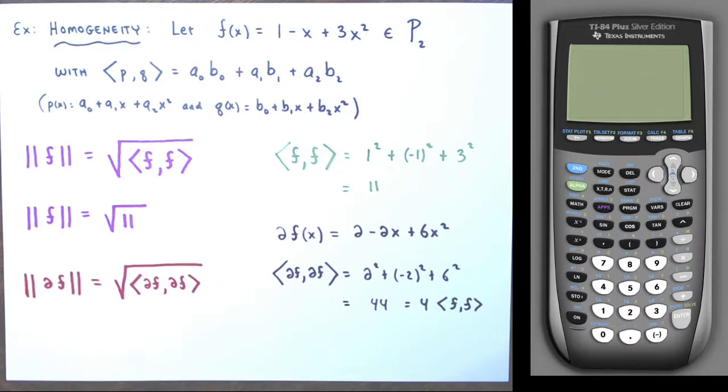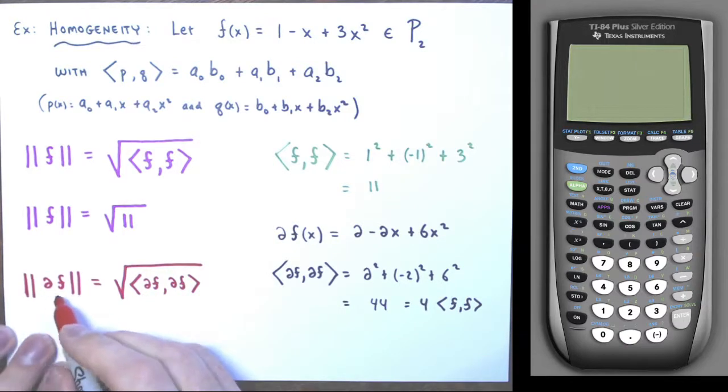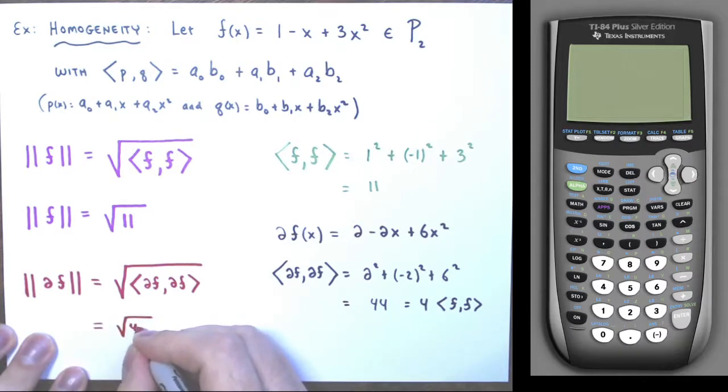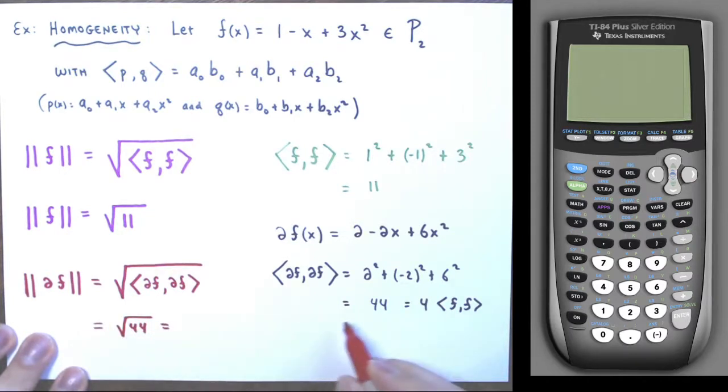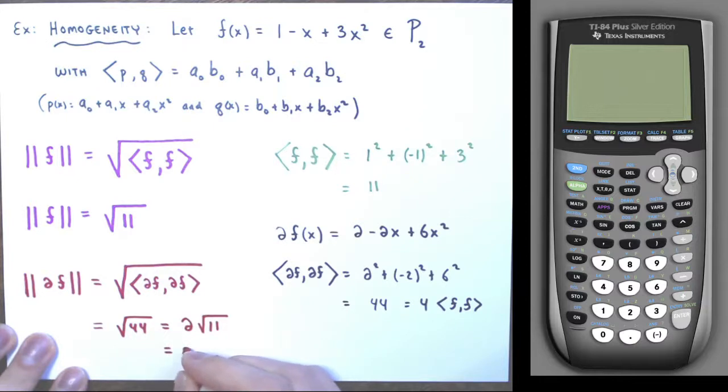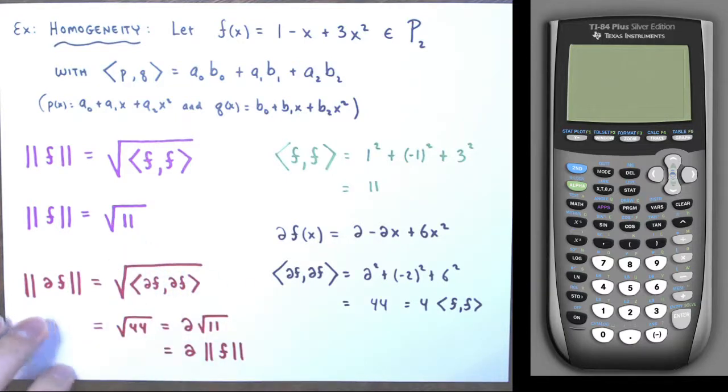So our norm of 2f is just the square root of 44, which, when you break it up to the square root of 4 times the square root of 11, that's 2 times the square root of 11, and oh look, that's just 2 times the norm of f. Right? The norm of f was the square root of 11. And so you see the homogeneity property holding. The norm of 2f is just 2 times the norm of f.